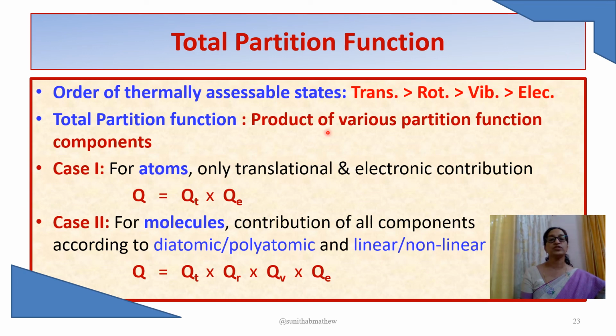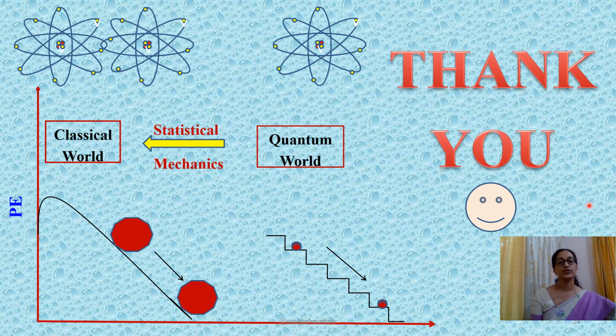The total partition function will be the product of the various partition function components. For atoms, we will have only translational and electronic contributions, so Q will be equal to Qt into Qe. In the case of molecules, it will have all the contributions of Qt, Qr, Qv and Qe, so we have to take the product of all the components. So this is all about the various contributions of partition function towards the total partition function. Thank you very much.